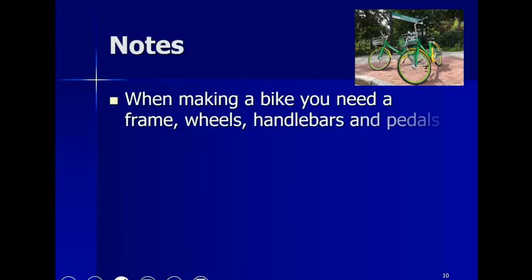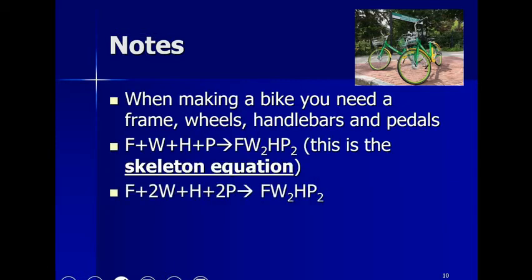When making a bike, you need a frame, wheels, handlebars, and pedals. Frame plus wheel plus handlebars plus pedals gives you a frame, W2, which is wheels 2, because you need 2 wheels, handlebars 1, and P2, 2 pedals. That's the skeletal equation. When you're working in a factory putting that bike together, you need 2 wheels for every 1 bike, 1 frame for every 1 bike, 1 handlebar for every 1 bike, and 2 pedals for every 1 bike. That's going to be your balanced equation.